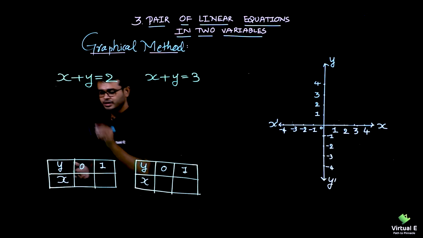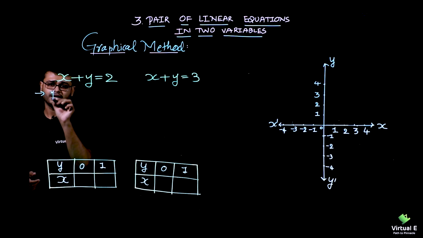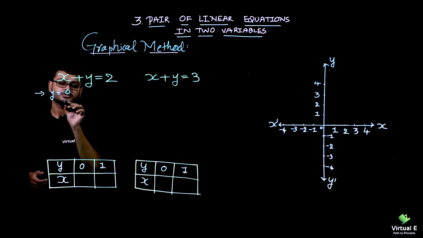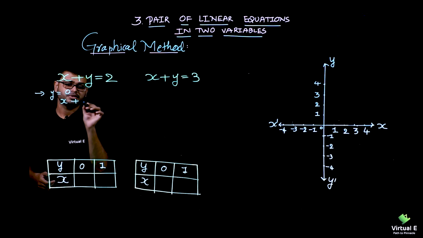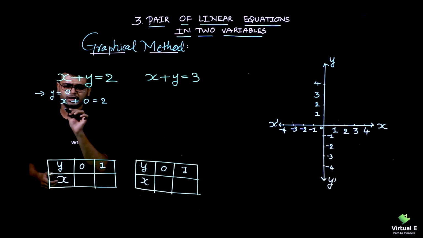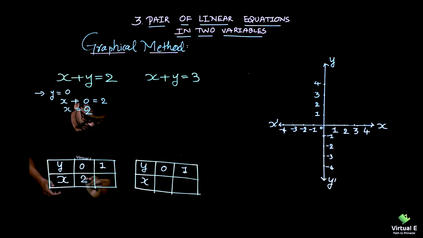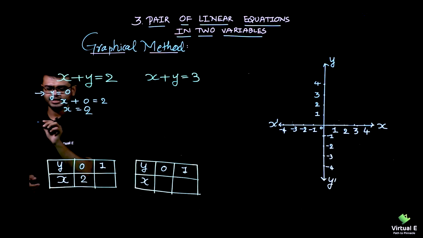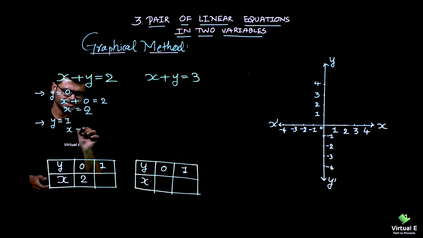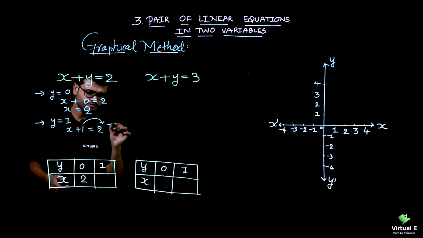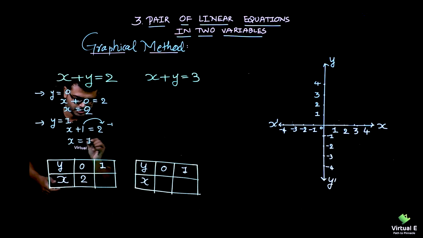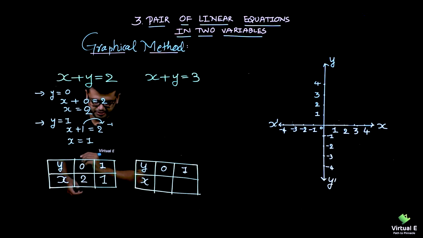So let's substitute. First I will substitute y is equal to 0. So I will get x plus 0 is equal to 2 and x is equal to 2 is my answer. Let's substitute another value of y, which is y is equal to 1. So x plus 1 is equal to 2. And if you shift over here, that will become minus 1, 2 minus 1, that will give you x is equal to 1. So that's the another point.